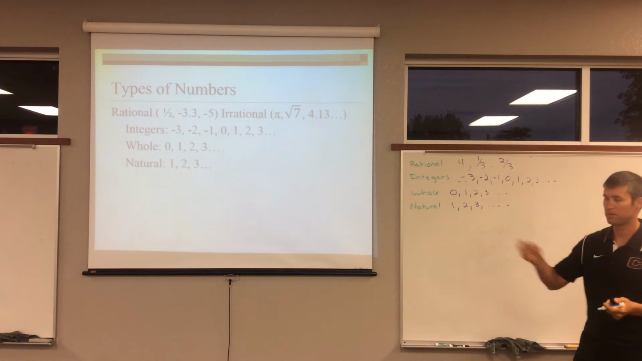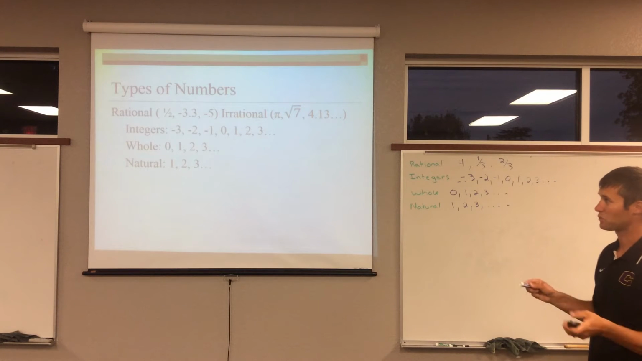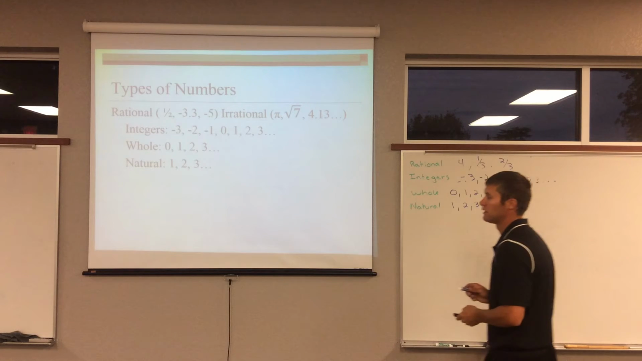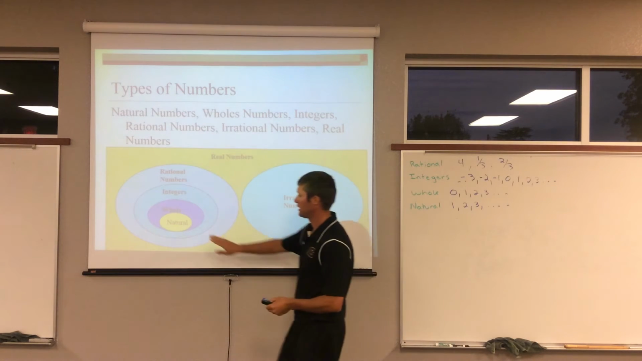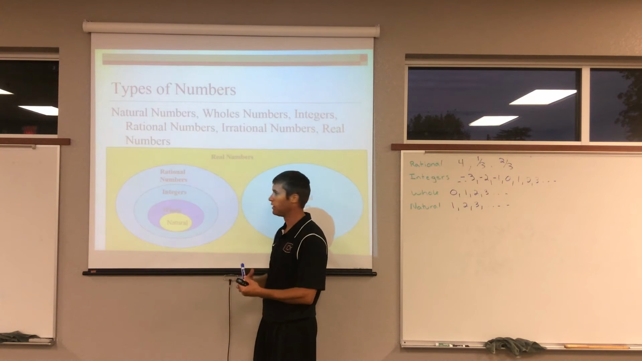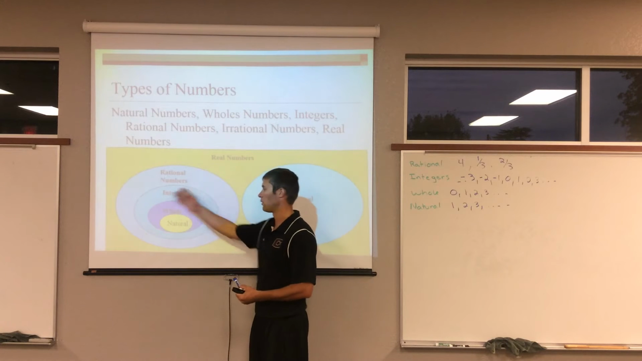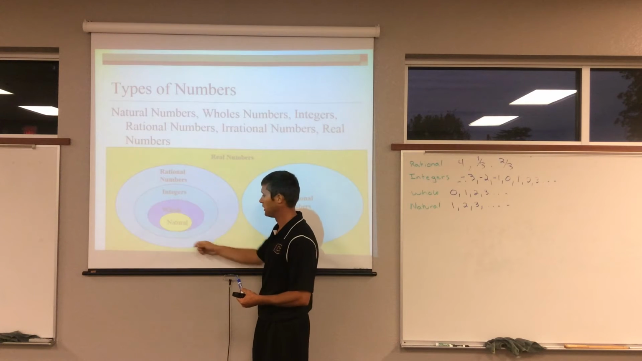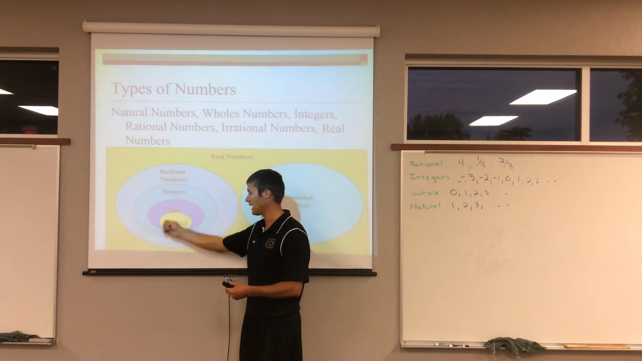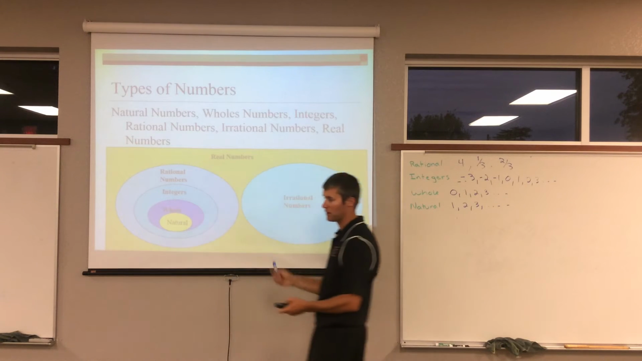So this is what we're going to be doing: classifying. This previous slide is just saying rational numbers, okay? Here's a big circle. All integers would be rational numbers. All whole numbers would be rational numbers. All natural numbers would be rational. So it's kind of an umbrella.